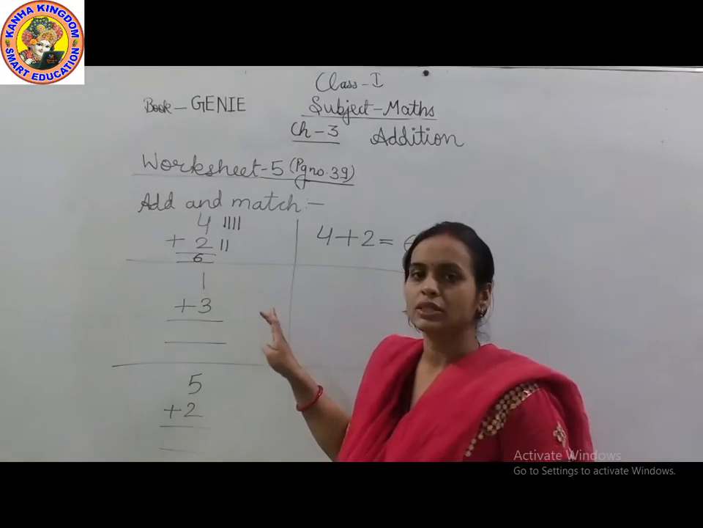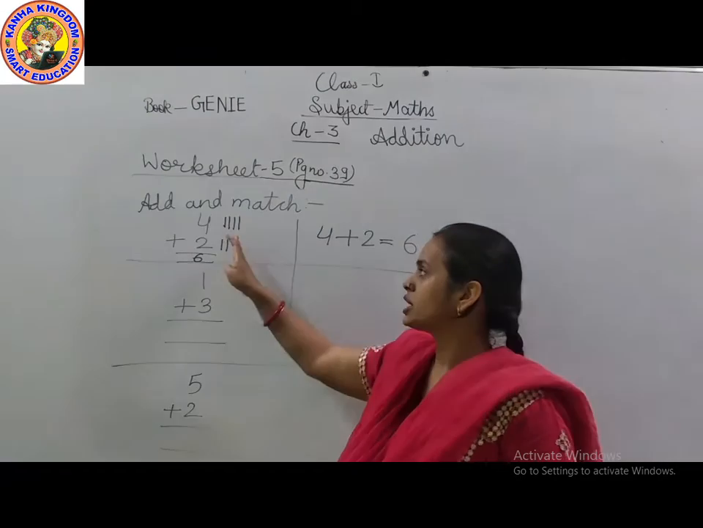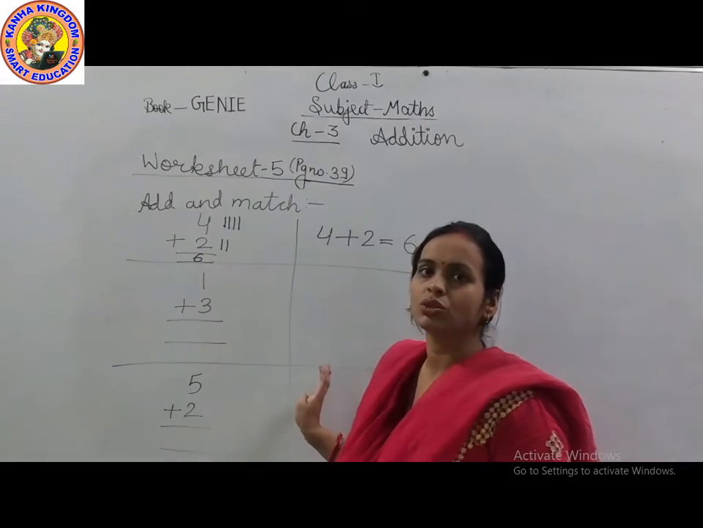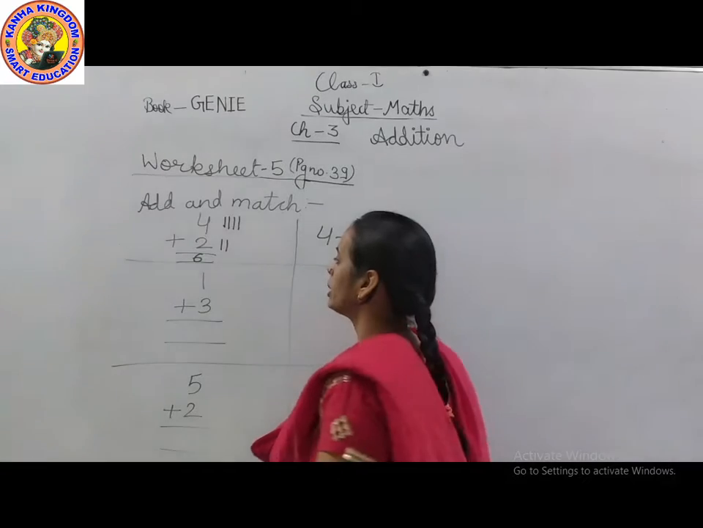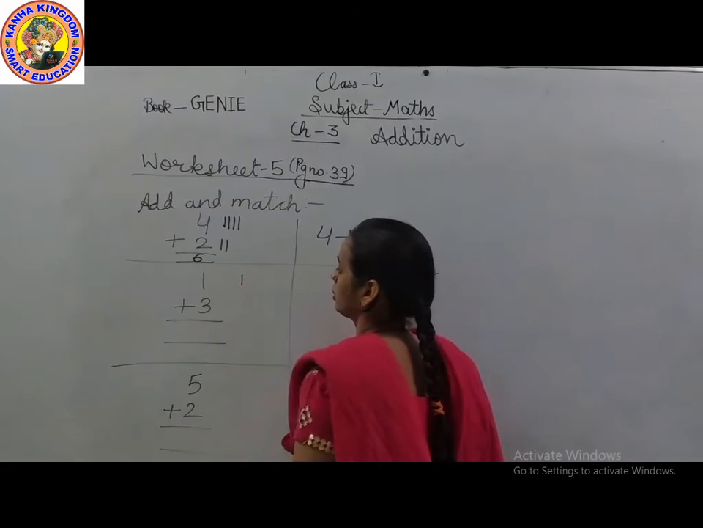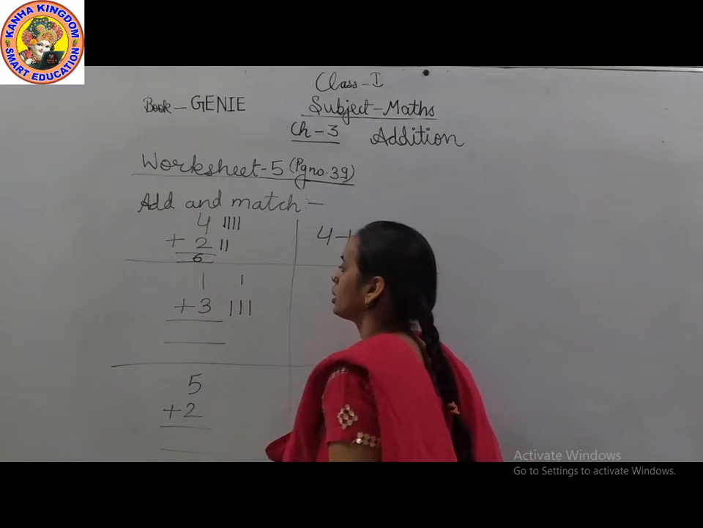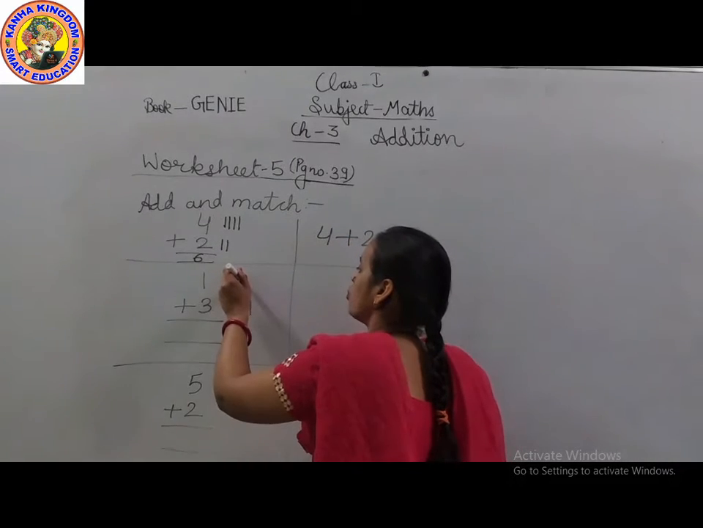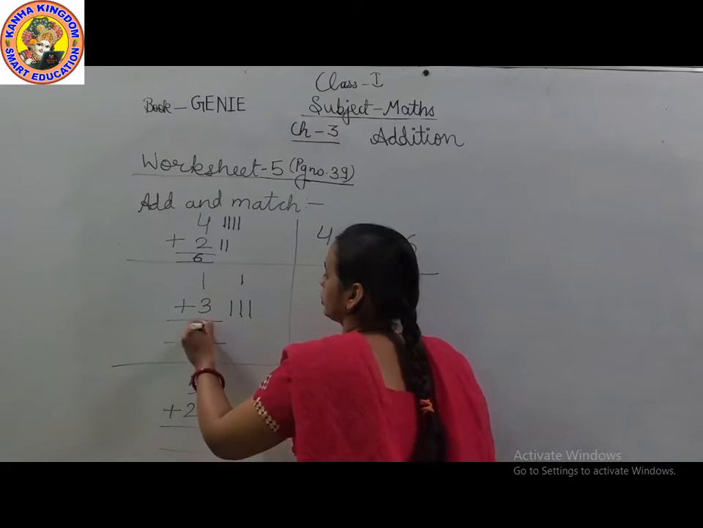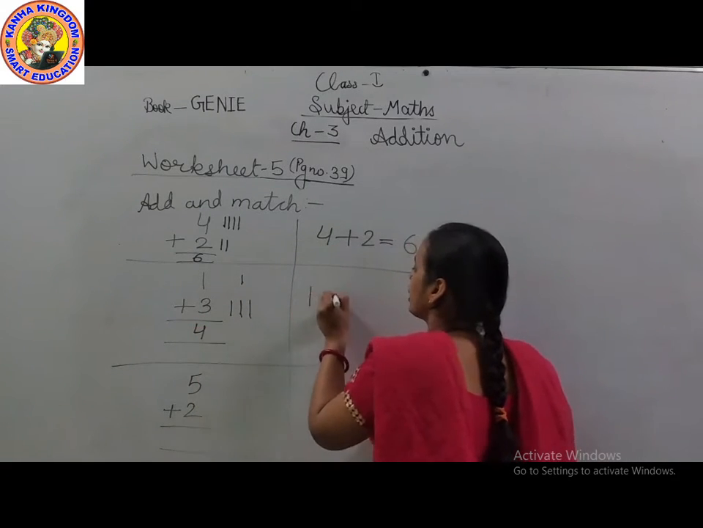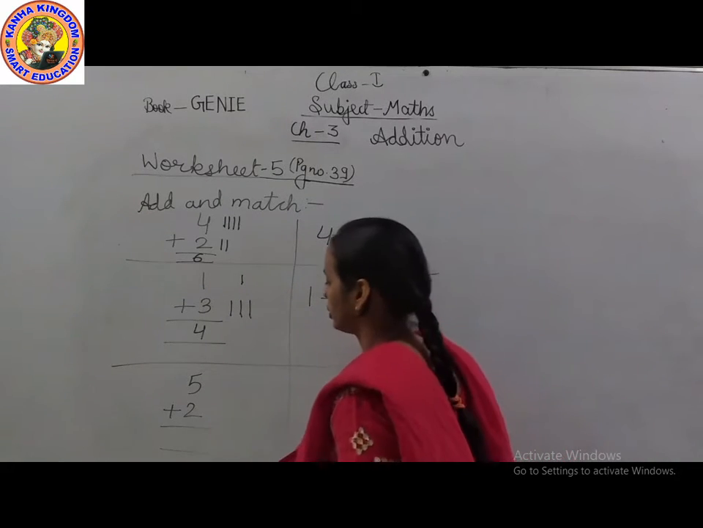Here I'll explain how to add. In your Genie book, you just add and match to the correct answer. Okay? How many digits? 1, 2, 3. Count all. 1, 2, 3, 4. So 1 plus 3 equals 4.